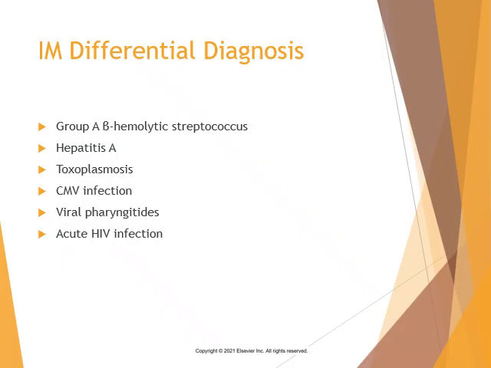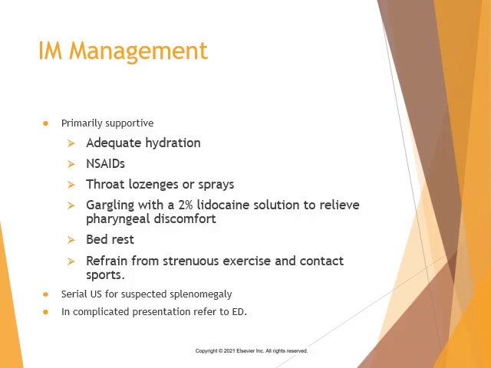Some of the differentials that you would want to consider: Group A beta-hemolytic strep, hepatitis A, toxoplasmosis, cytomegalovirus infections, viral pharyngitis, and acute HIV infections.